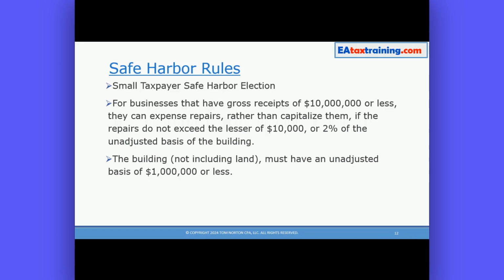If you had a $1 million building, 2% of that would be $20,000. So then it would be limited to repairs of $10,000 or less. So it is the lesser of the $10,000 or the 2%.